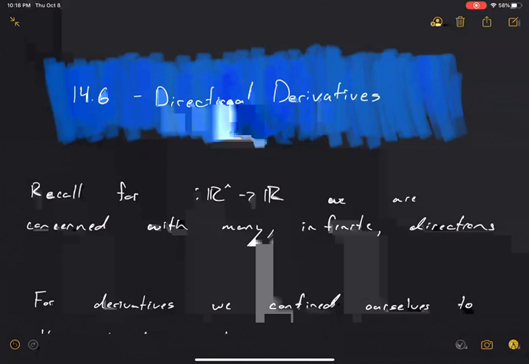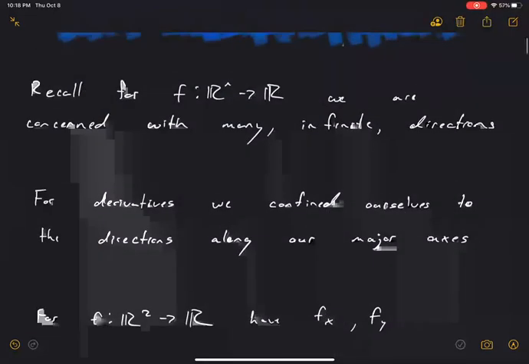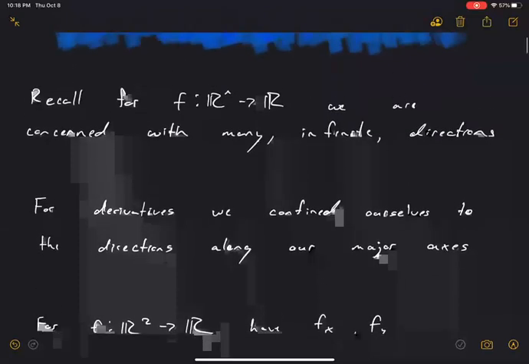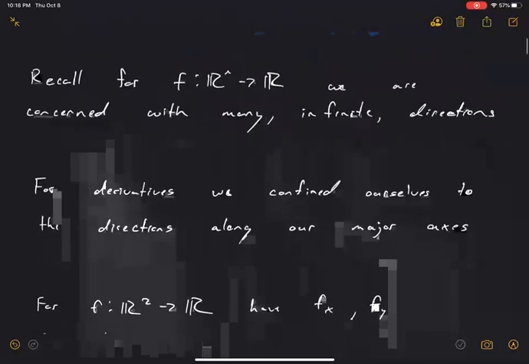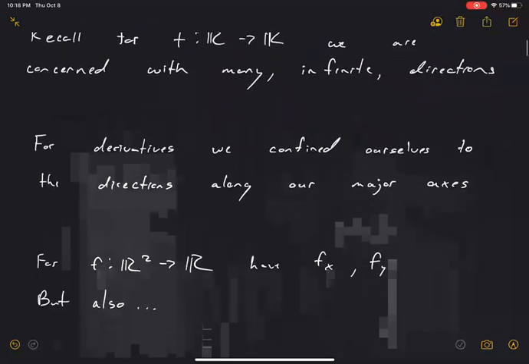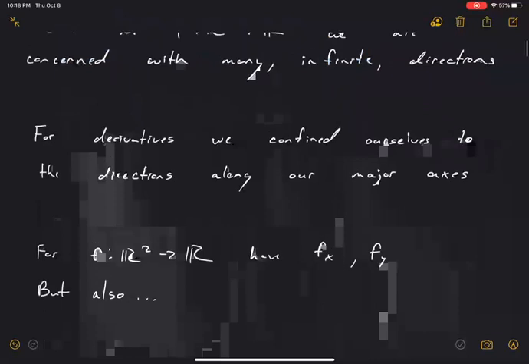Directional derivatives, that is. So recall for these multivariable functions, for a lot of our operations, we're concerned with direction, right? Limits, continuity, derivatives. And for the derivatives, we've been confining ourselves to the directions of our major axes, the x-axis and the y-axis, meaning we've been looking at the derivatives with respect to x and with respect to y, these partial derivatives, we call them, right?